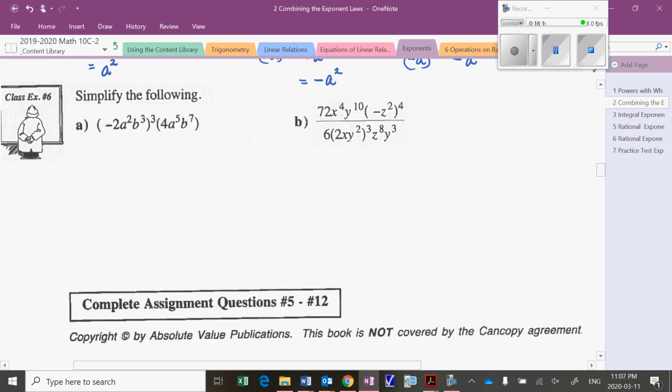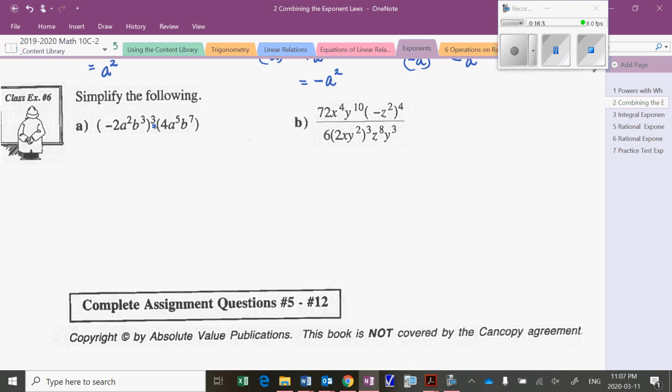Well done. So number 6, and these ones look a little confusing. Take your time. Key thing, do not lose that exponent 3. That needs to be applied. That exponent has to be applied before we multiply. Same thing, apply that exponent 3, apply that exponent 4 before you get to any of that simplification. Okay, if you'd like to hit pause and then come back and we can talk about it, you can certainly do that right now.